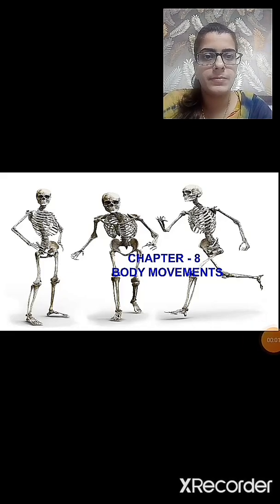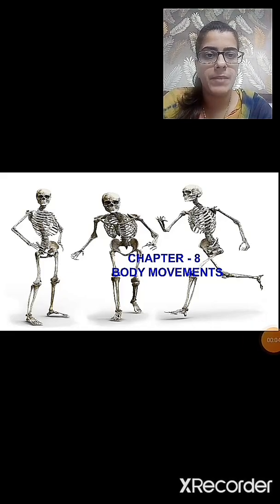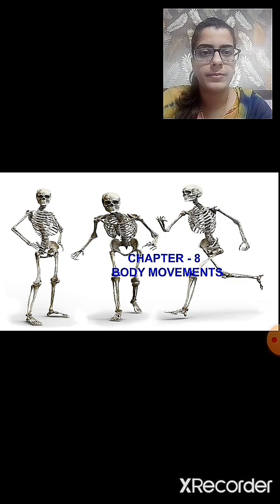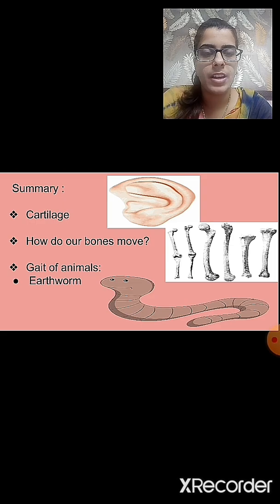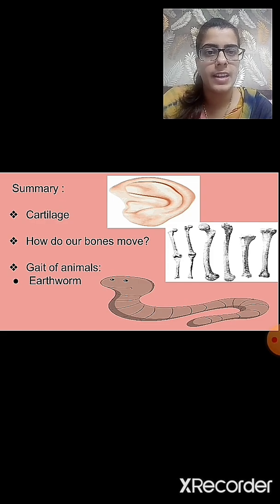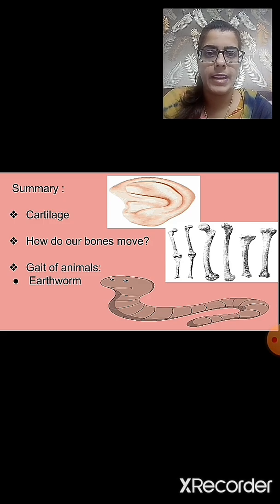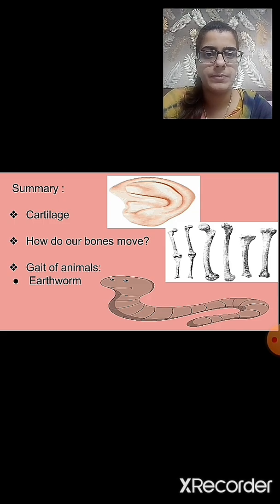Hello students, as you know, we are revising chapter number 8, that is body movements. So what topics have we revised in our previous session? In our previous session we studied about cartilage. What is cartilage? Unlike bones that are hard and cannot be bent, cartilage is soft and can be bent. Our skeleton is made up of joints, bones and cartilage.